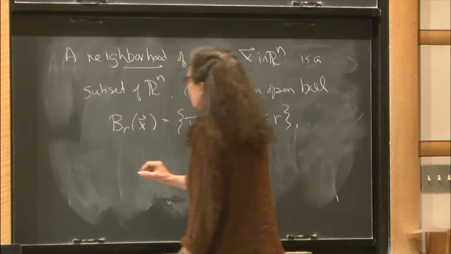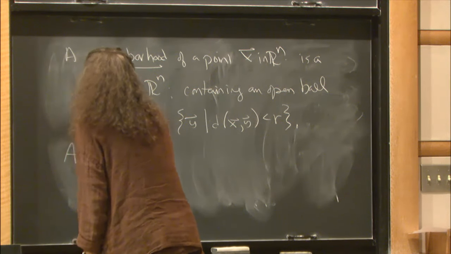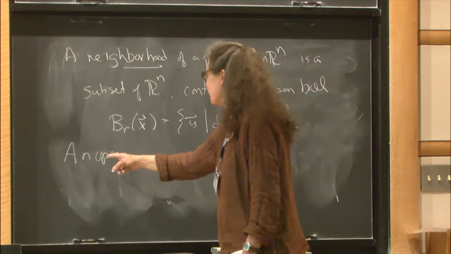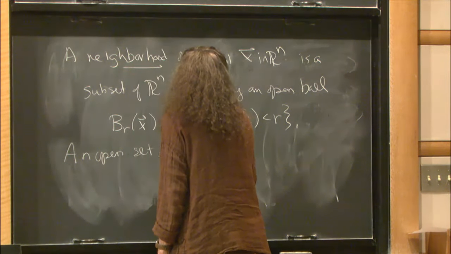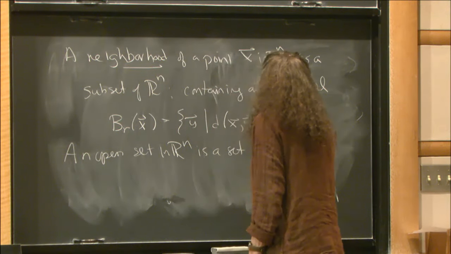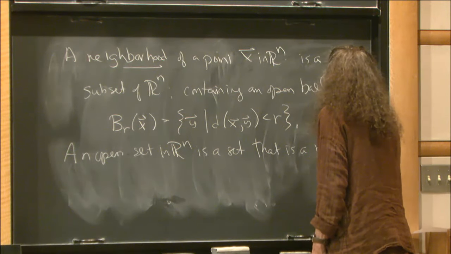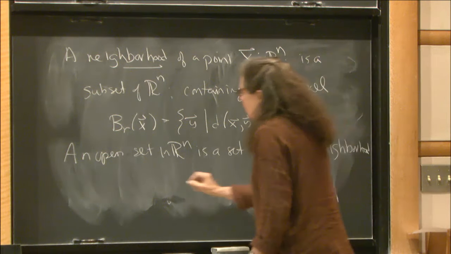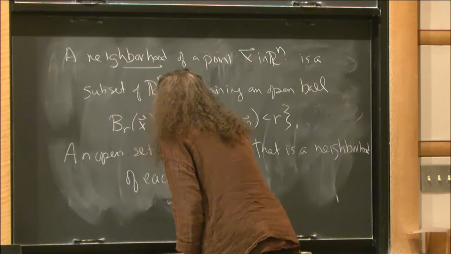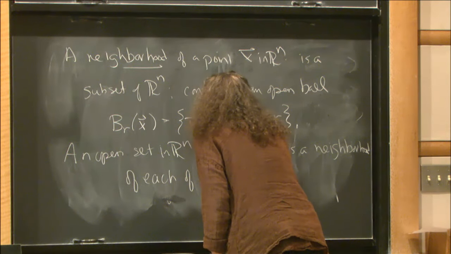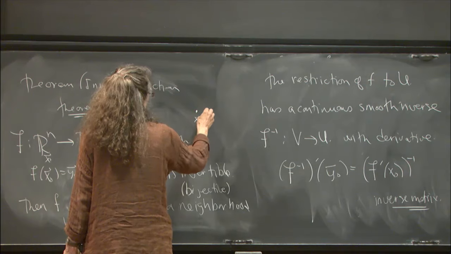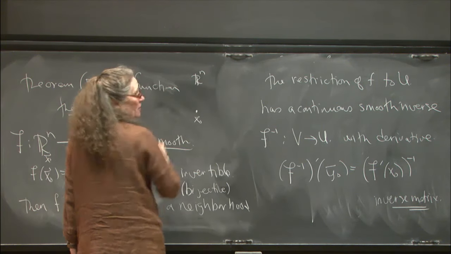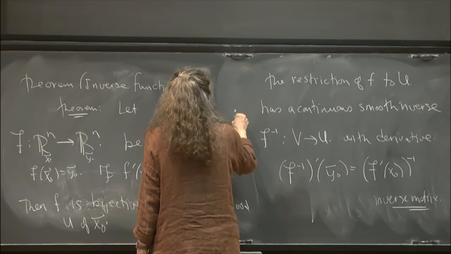And then an open set. You probably wouldn't even worry about the definition of this, even if you hadn't heard it before. But an open set in Rn is a set that is a neighborhood of each of its points. Okay, that's all the topology we need. So the picture that you should have in mind here is just here's the point x0, sitting inside the domain, which is Rn, f of x0 is y0.